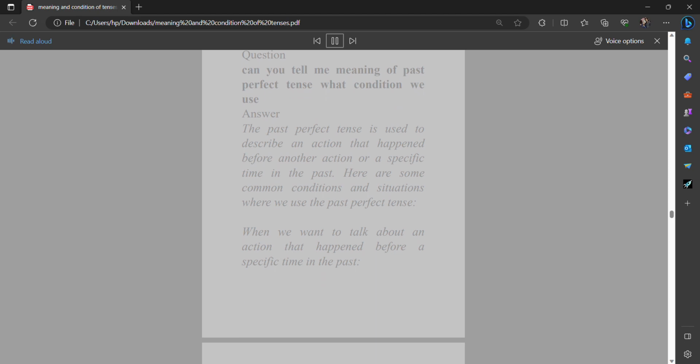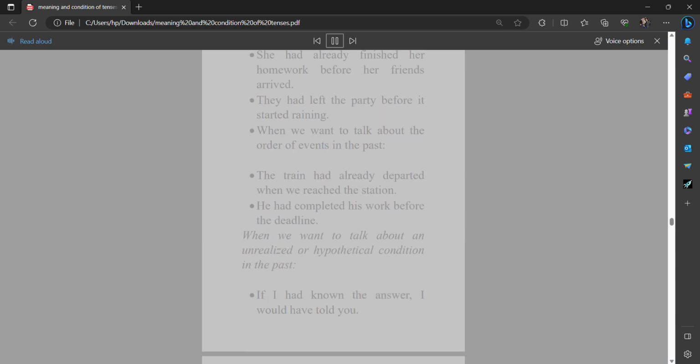Question: Can you tell me meaning of past perfect tense? What condition we use? Answer: the past perfect tense is used to describe an action that happened before another action or a specific time in the past. Here are some common conditions and situations where we use the past perfect tense. When we want to talk about an action that happened before a specific time in the past. She had already finished her homework before her friends arrived. They had left the party before it started raining.